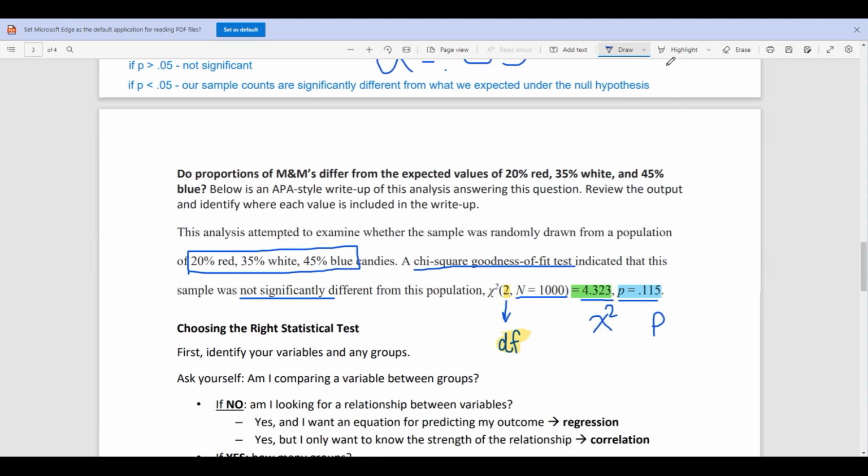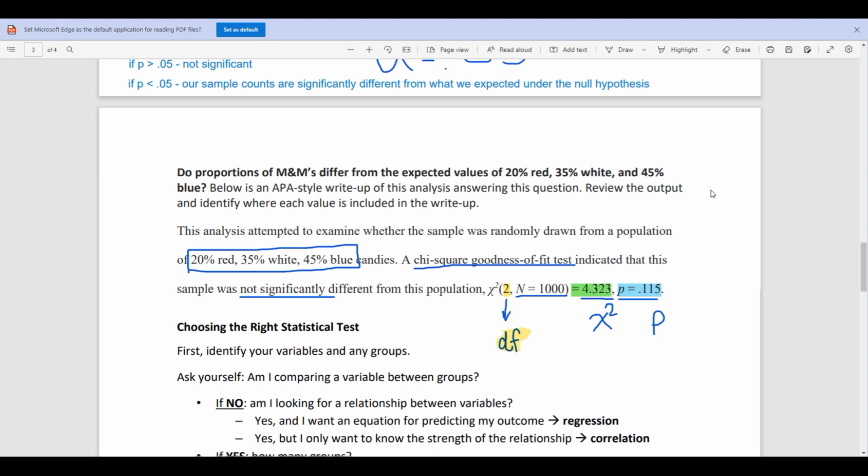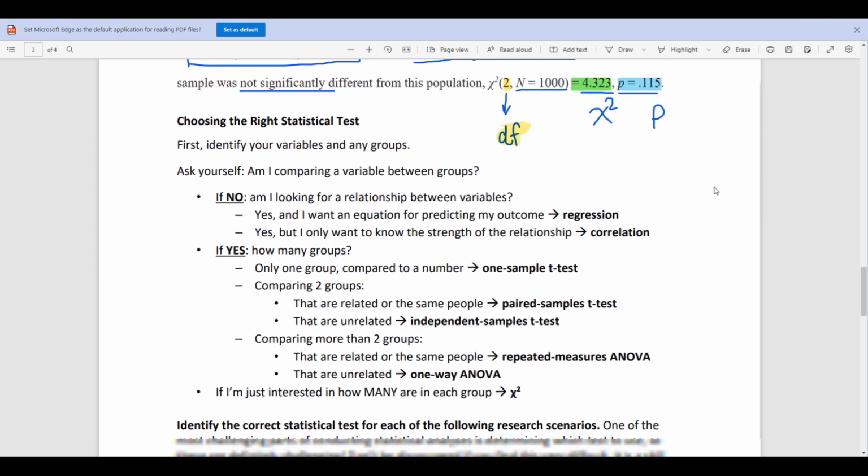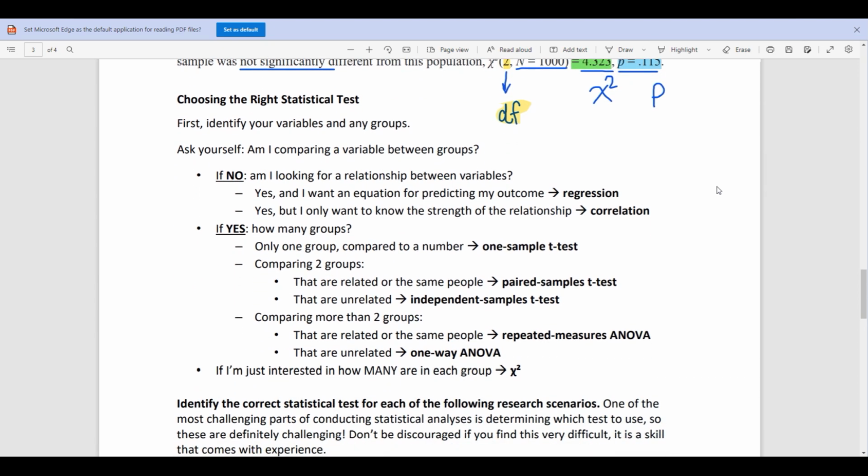Okay, so that's our very brief overview of chi-squared goodness of fit test. And next we'll wrap up with looking at how to choose the right statistical test for a given scenario.